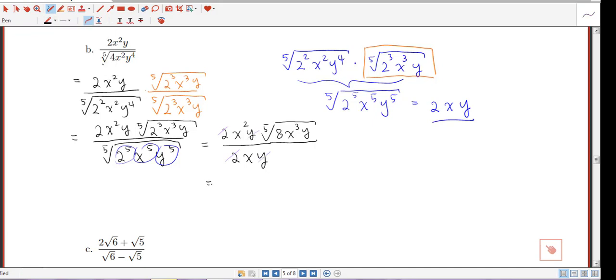And then what do we got left? Note that x squared over x is just going to be x. So you've got 2x, and then the fifth root of 8 x to the third y. And I believe that is going to be the answer.